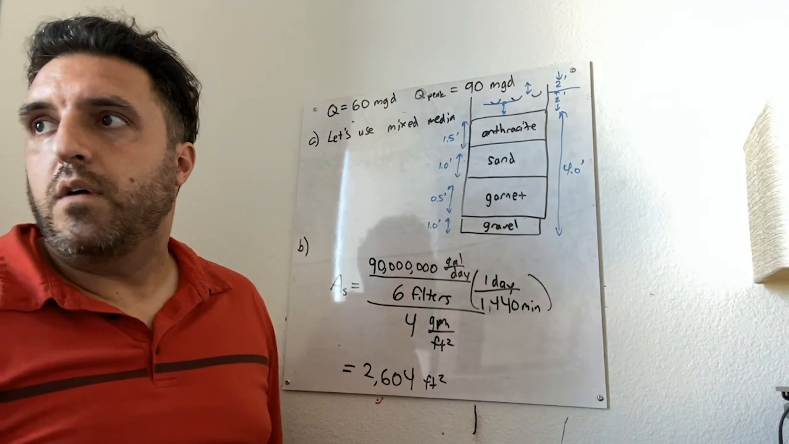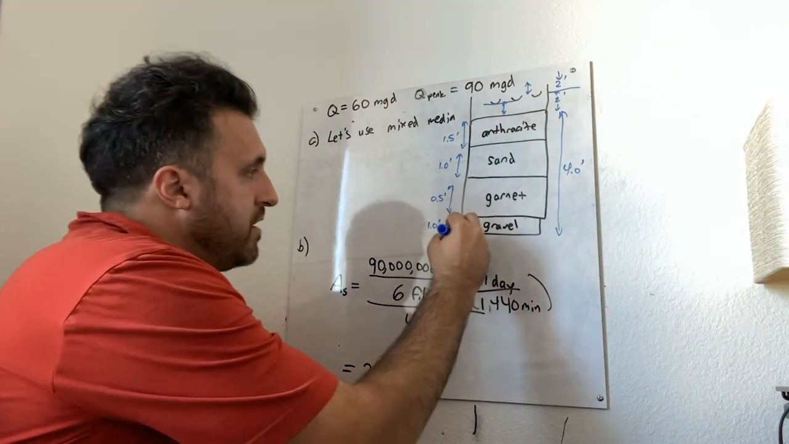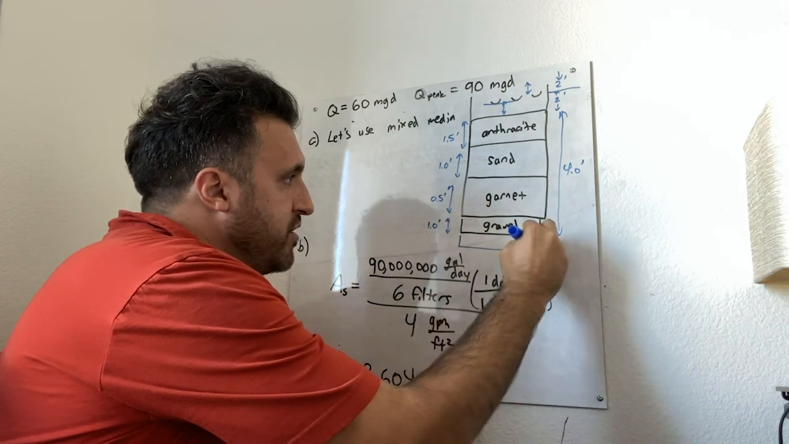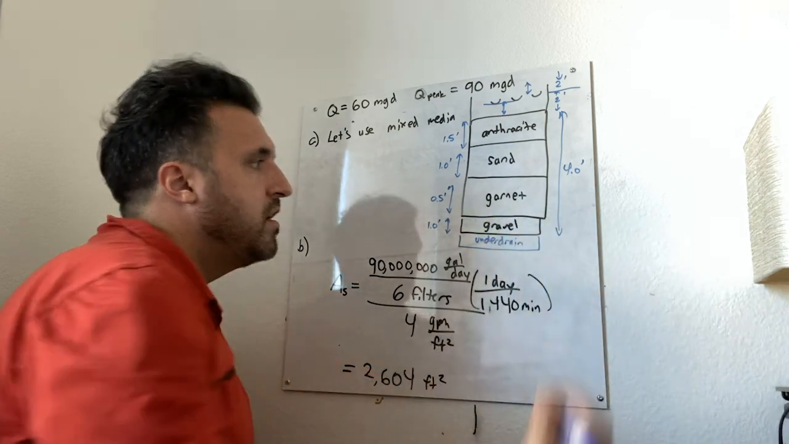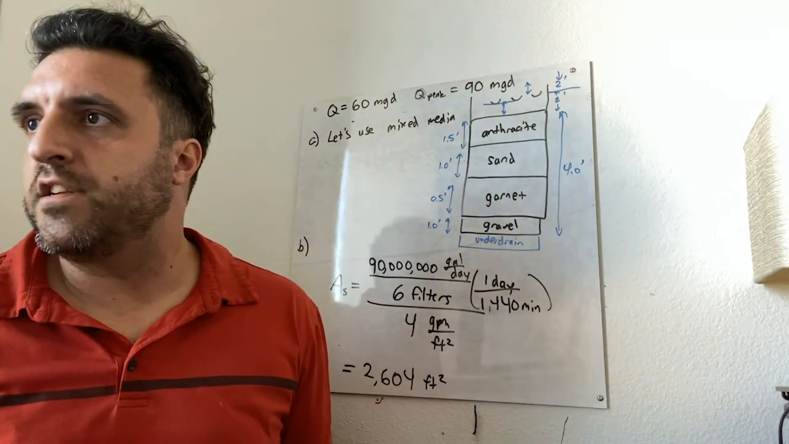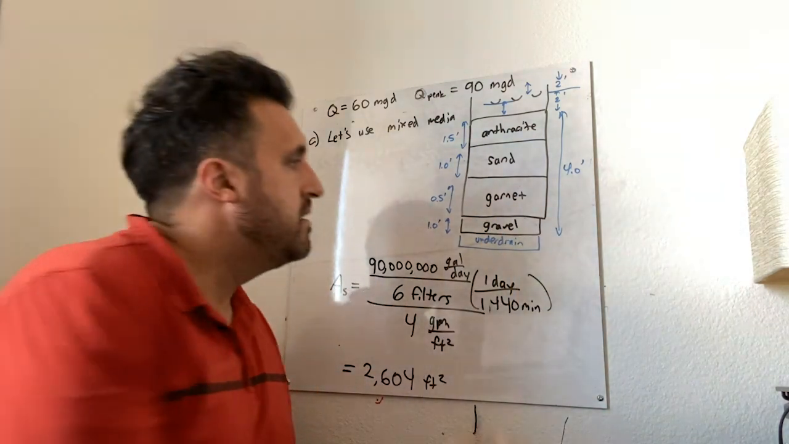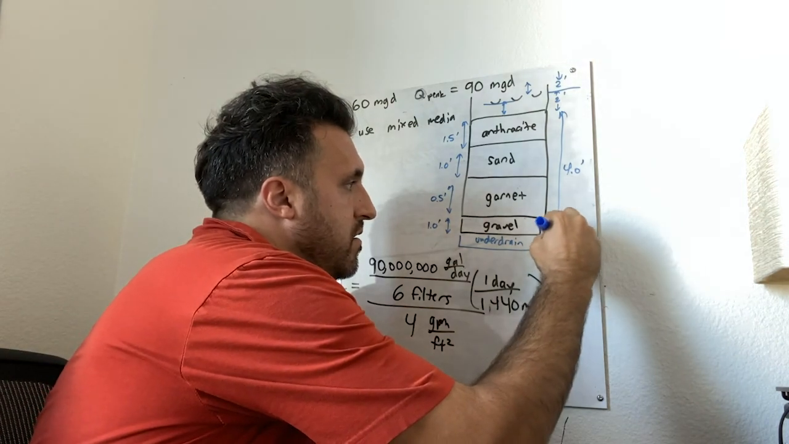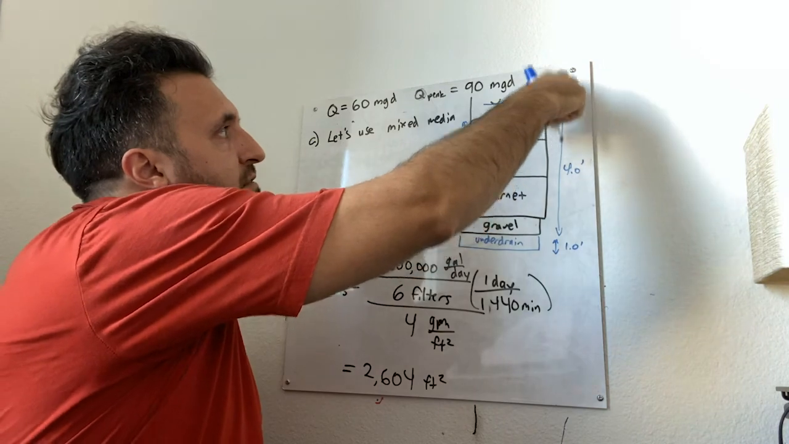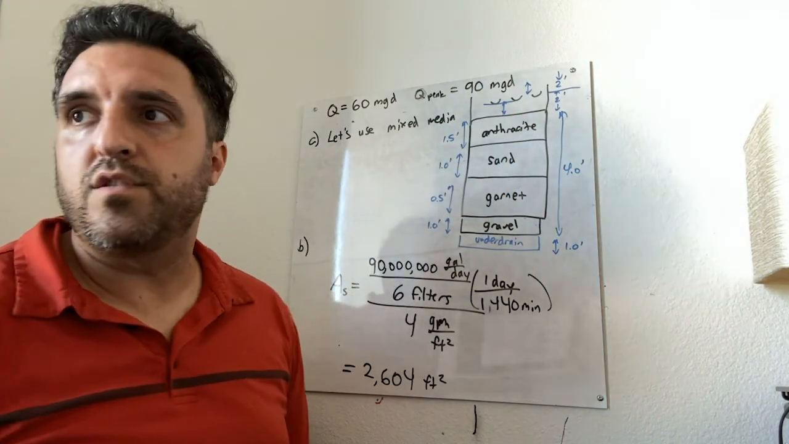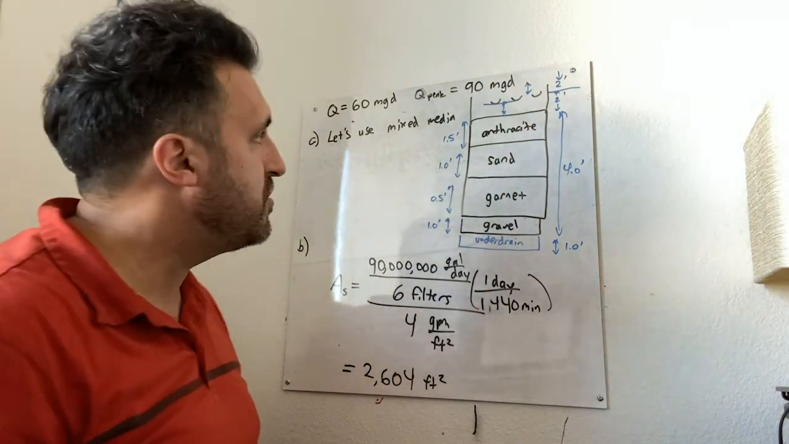Alright, so underneath the gravel again, we've got our underdrain. Depending on which design we use for the underdrain, it could be up to 1 foot. So let's say that's another foot. So we've got 1 plus 4, that's 5, plus 4, that's 9 feet. That's a total depth of 9 feet for the filter structure.